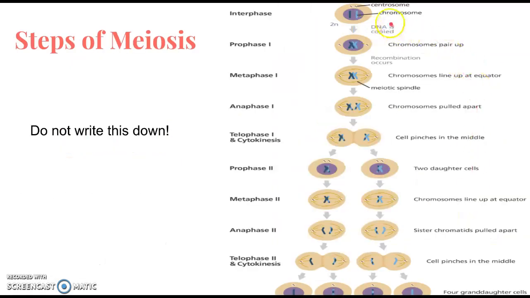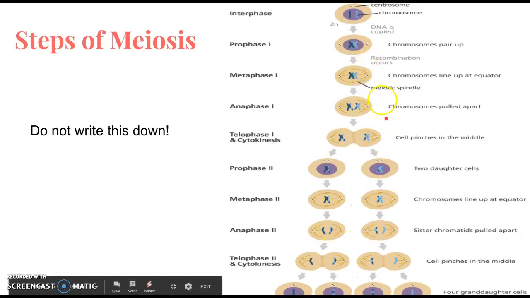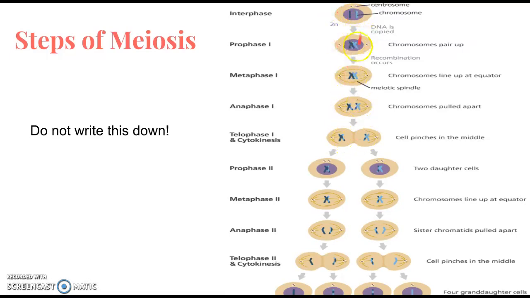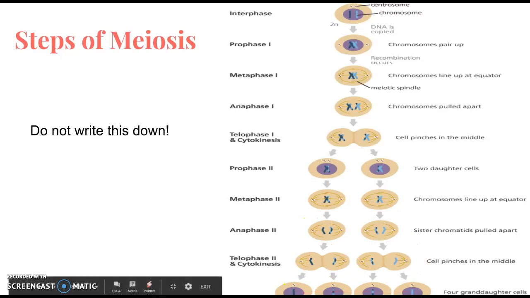These are the steps of meiosis. I do not expect you to write this down, and I do not expect you to remember it. I just want you to see that this looks very similar to mitosis, in that we have prophase, metaphase, anaphase, and telophase. We go through PMAT to get 2 cells, then we go through it all over again to get 4 cells.